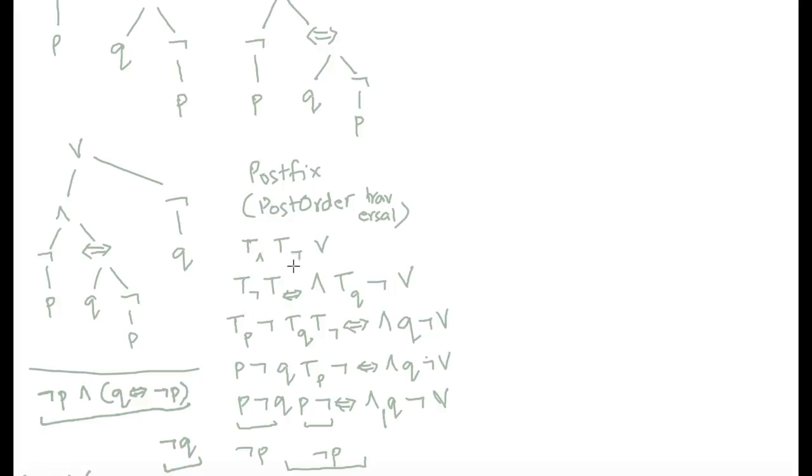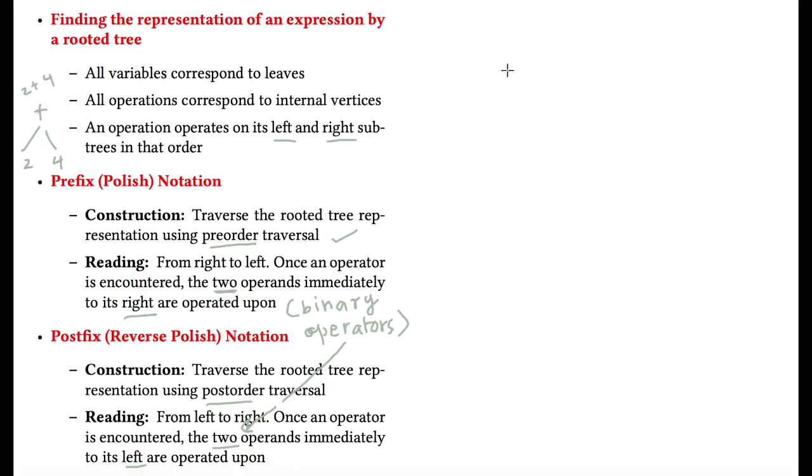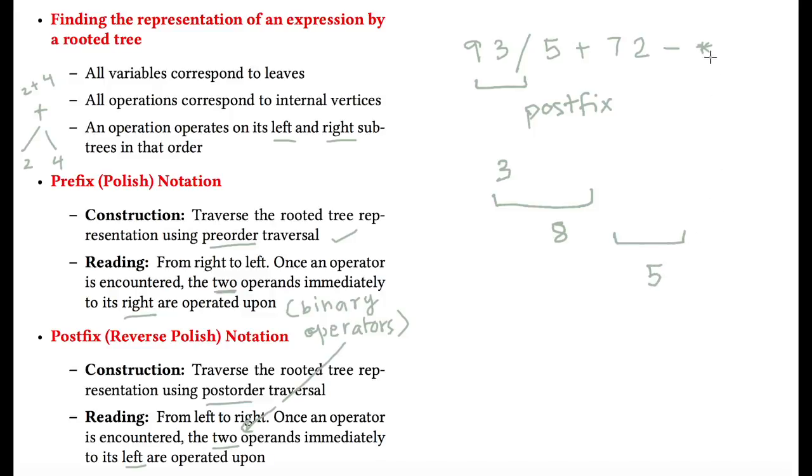Now, just for the sake of completion, let's evaluate an expression in postfix and prefix notation. Let's say we have this: 9, 3, divide sign, 5, plus, 7, 2, minus, and times. We do postfix left to right. So this becomes 9 divided by 3, which is 3. Now 3, 5 plus is 8. Now this 7 is there, but I have to do 7, 2 minus, this is 5. And this is times here. So 8 times 5 is 40. Okay, so it's that simple.